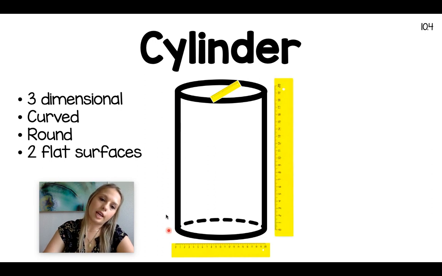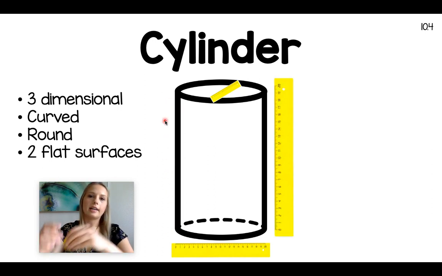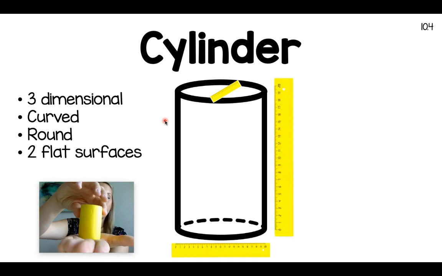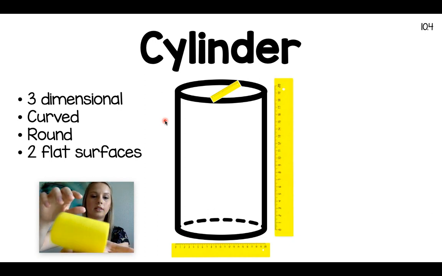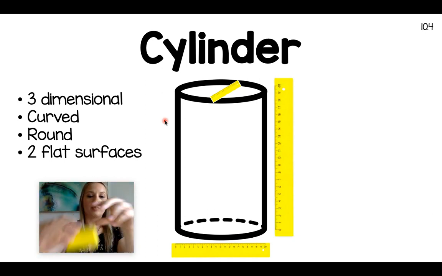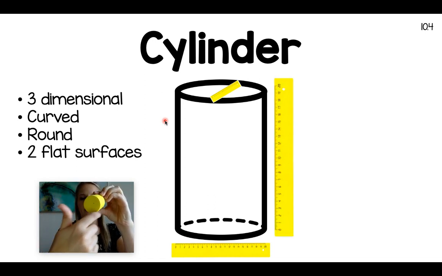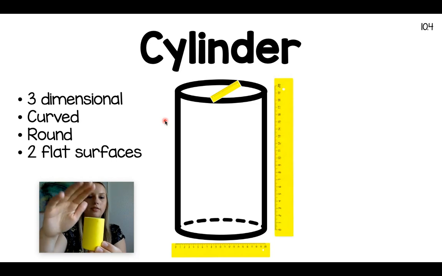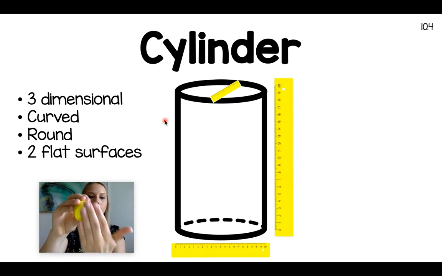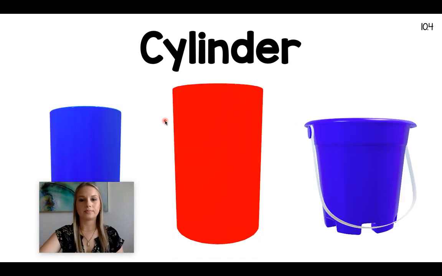I know you're looking at it and you're thinking, why isn't this flat? Well, if I turn it sideways, it just rolls off because it's round. See, from the front, it's round. It's not flat. This part's flat, and this part's flat. So 1, 2 flat surfaces.